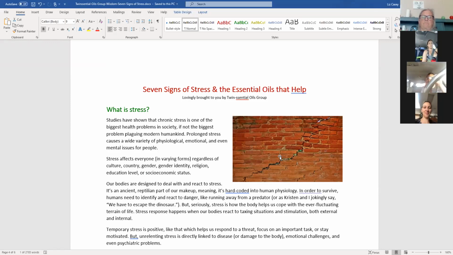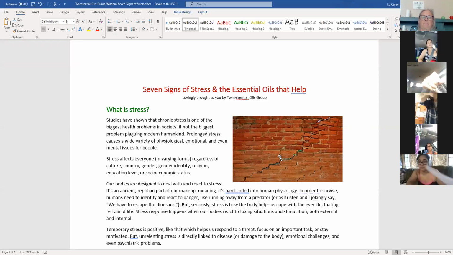Our bodies are actually designed to deal with and react to stress really well. It's like an ancient reptilian part of our makeup, hard-coded into our human physiology. In order to survive, humans need to identify and react to danger. So stress can be helpful for us. It kicks in when we're trying to run away from a predator or take evasive action, or as Kristen and I jokingly say, run away from the dinosaurs. Stress is how the body helps us cope with the ever fluctuating terrain of life.